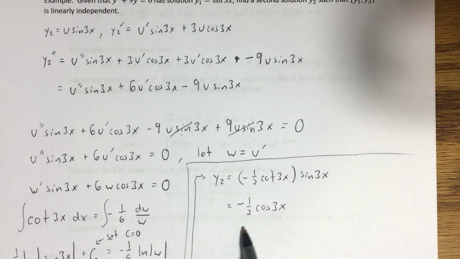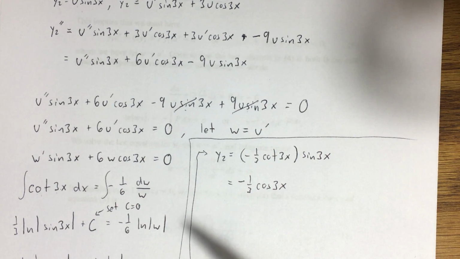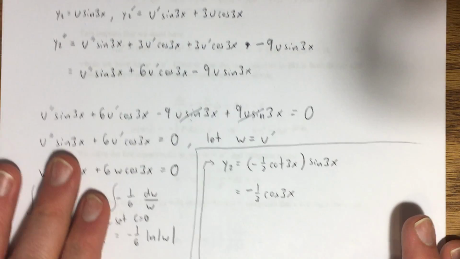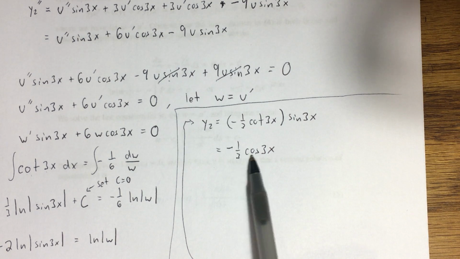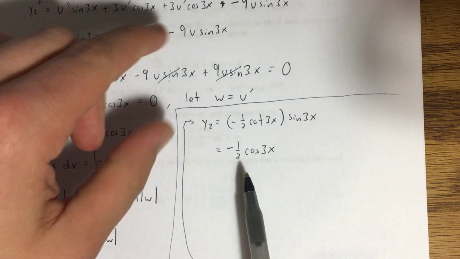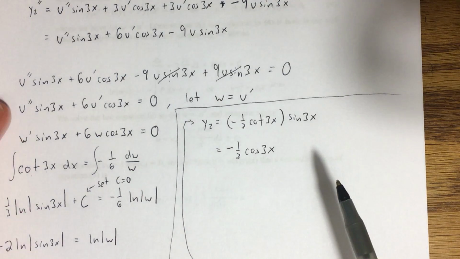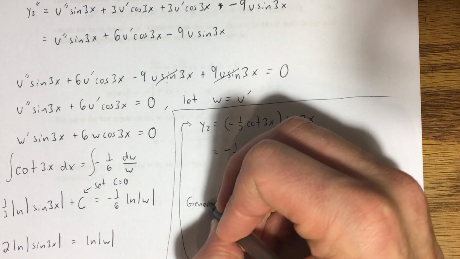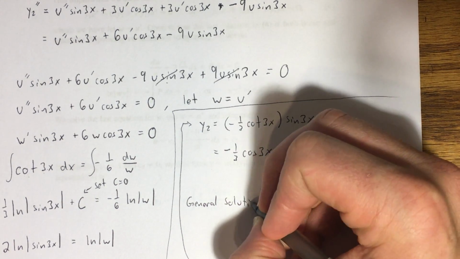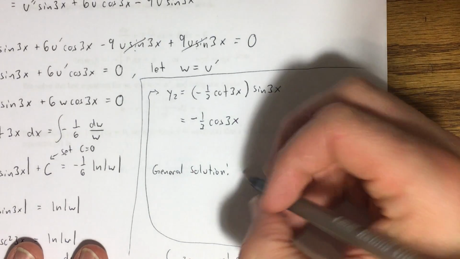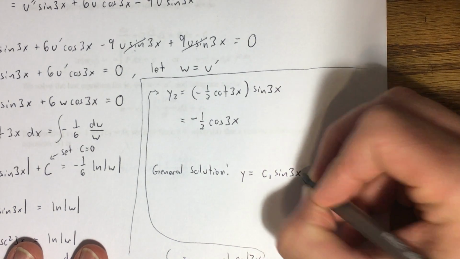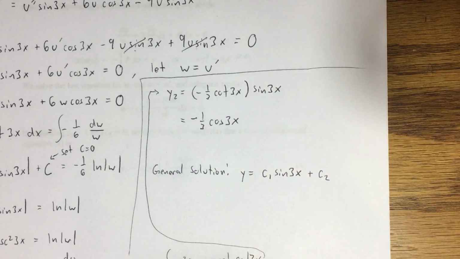Now, I could just call it a day here, but remember what we would be doing with this fundamental set of solutions. Now I have a y1 and a y2. I have y1 equals sine of 3x. I have y2 equals negative 1/3 cosine of 3x. I would be multiplying some arbitrary constant to each of those and then adding them together. If I wanted to write my general solution, even though the problem didn't specifically ask for this, I'll go ahead and write it: y equals c1 times y1, which was sine of 3x, plus c2 times y2.